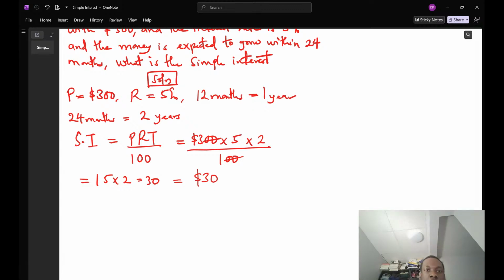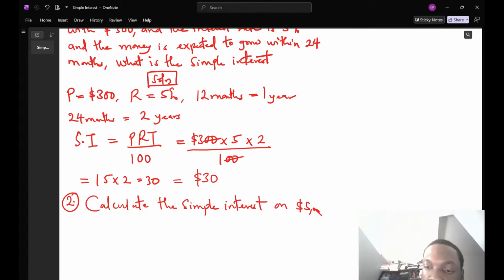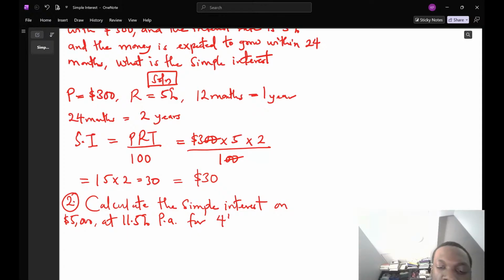So I'm going to do another example on simple interest. The next example, number 2, is: calculate the simple interest on $5,000 at 11.5% per annum for 4.5 years. That's 4 years and 6 months.